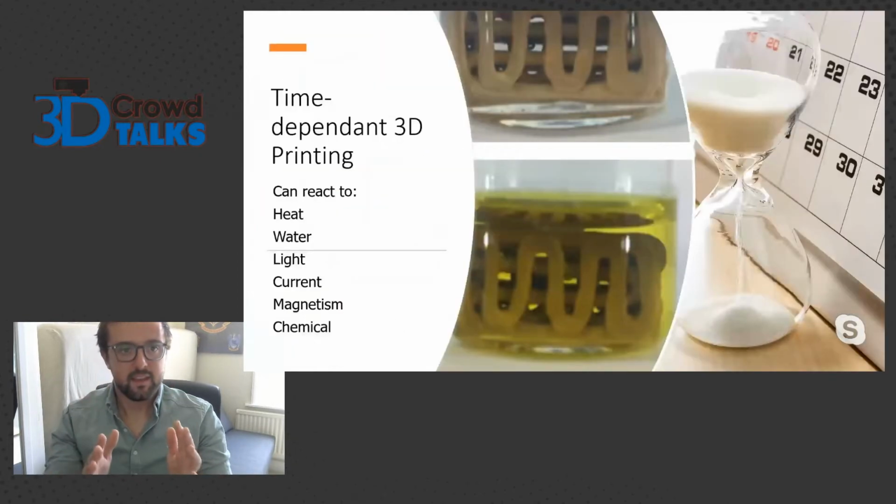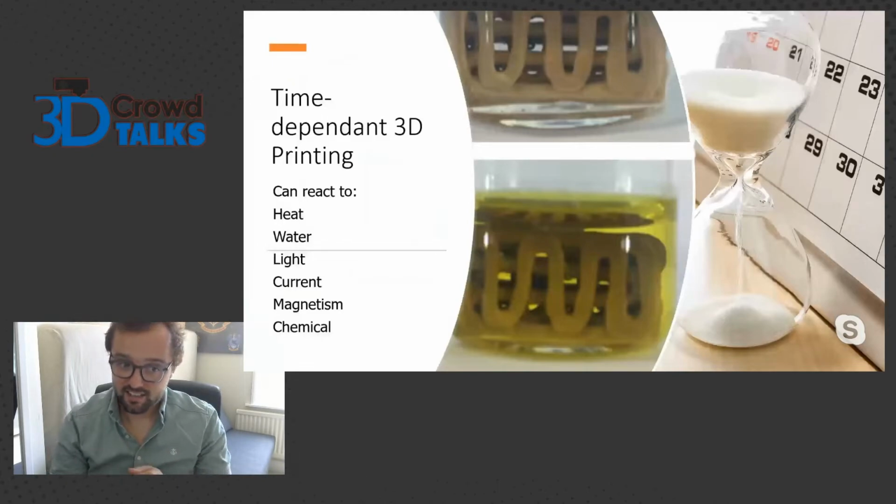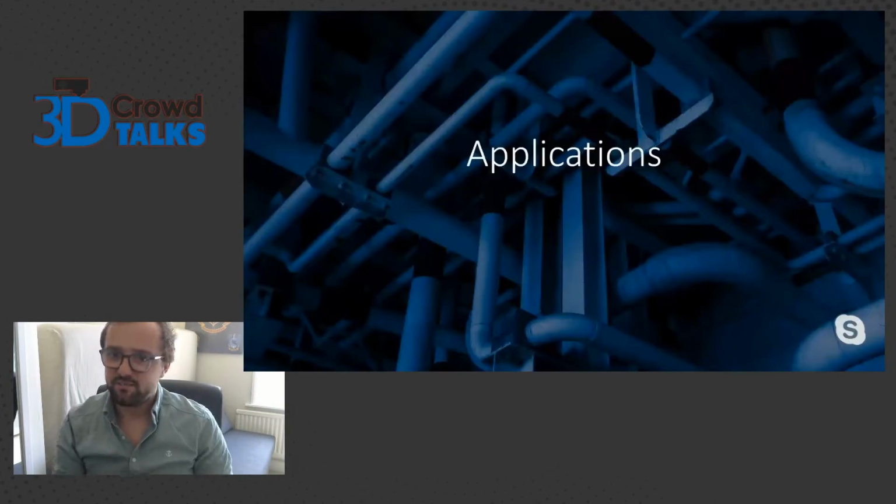I hope so. So, time-dependent 3D printing, as a little summary, can react to heat, water, light, current, magnetism, and they can be affected by chemicals. Okay? Applications of time-dependent 3D printing.